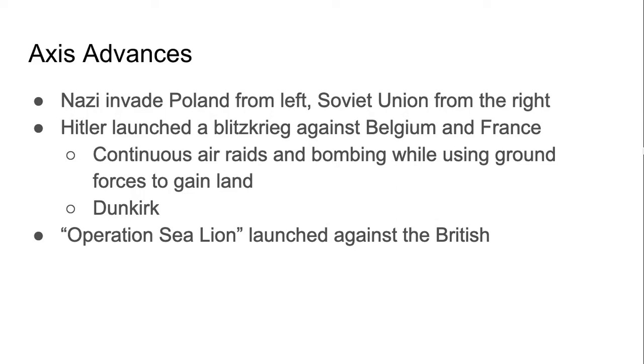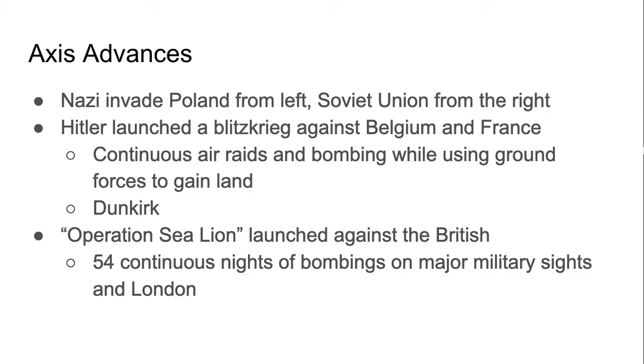We also see Hitler launch Operation Sea Lion, where he's using that tactic of blitzkrieg, and he's using it specifically against London. Okay, so London was the main camp. Obviously, it's where the Queen of England is residing, and all of those major military officers are organizing in London, and he just attacks. 54 continuous nights of bombing across military sites and London.